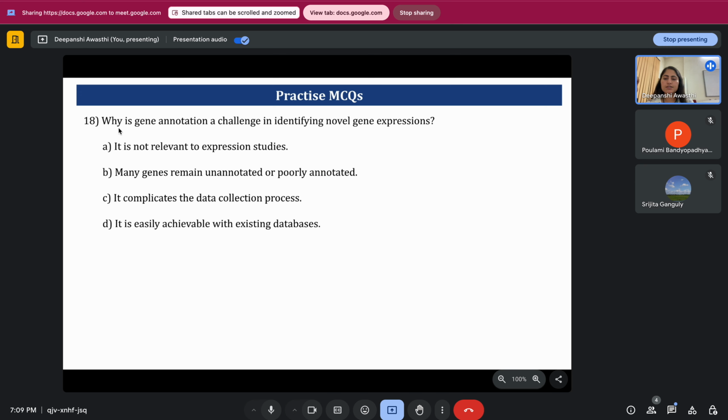So next question is, why is gene annotation a challenge in identifying novel gene expressions? Option A, it is not relevant to expression studies. Option B, many genes remain unannotated or poorly annotated. Option C, it complicates the data collection process. And option D, it is easily achievable with the existing databases.